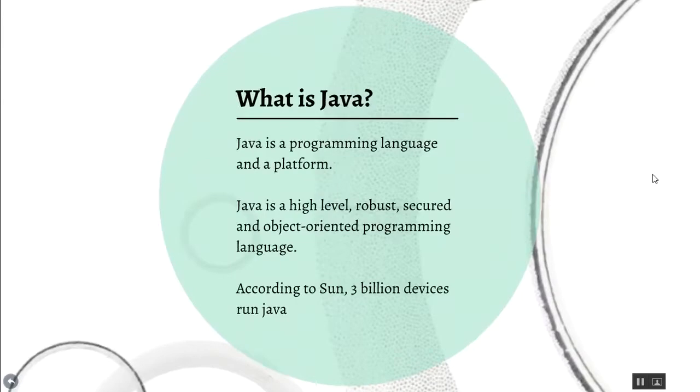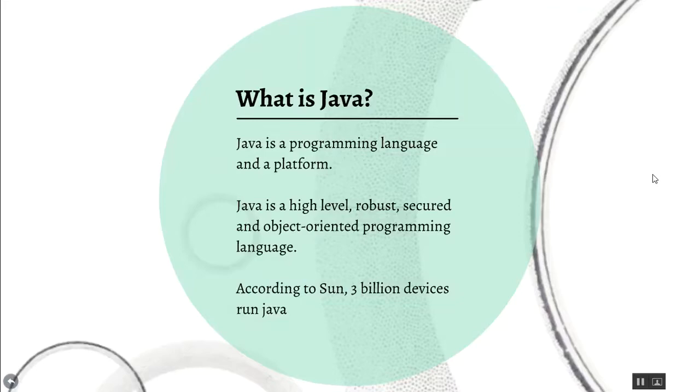So, what is Java? Java is a programming language as well as a platform. In software industries, there are two kinds of platforms available. First is a hardware platform, and second is a software platform. So, Java is a software-based platform which allows you to develop your own code. Java is a high-level, robust, secured, and object-oriented programming language. Java has its own JRE and API, which make it more flexible to develop your own structure and own code.